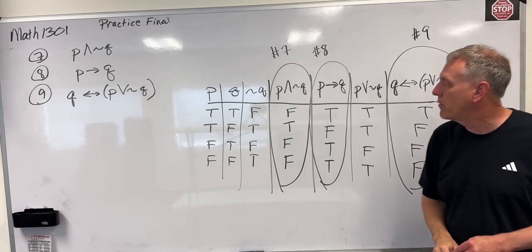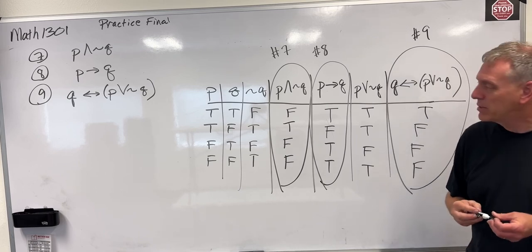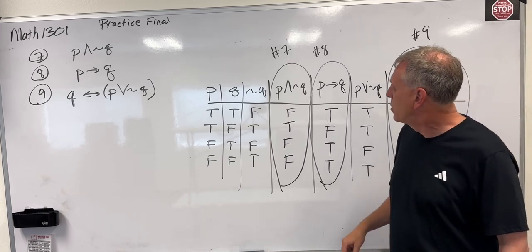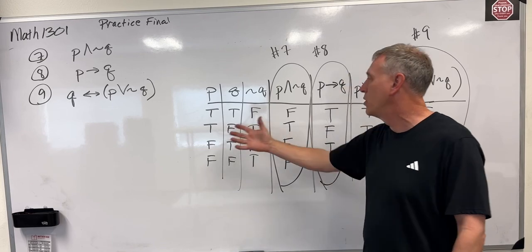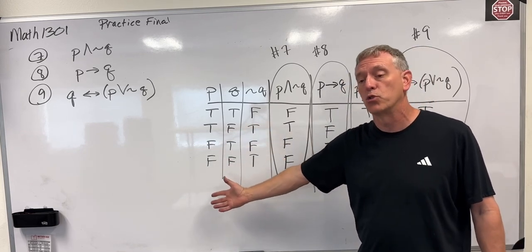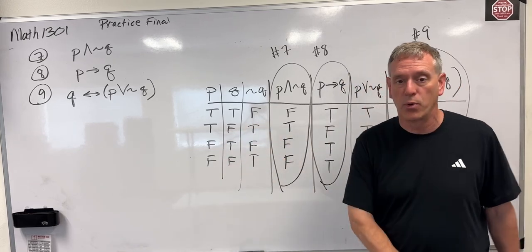So that's how you do 7, 8, and 9. You'll be given the basic formulas on the test, but you will have to draw conclusions like this, and you will have to draw or construct a truth table just like this truth table on the test.